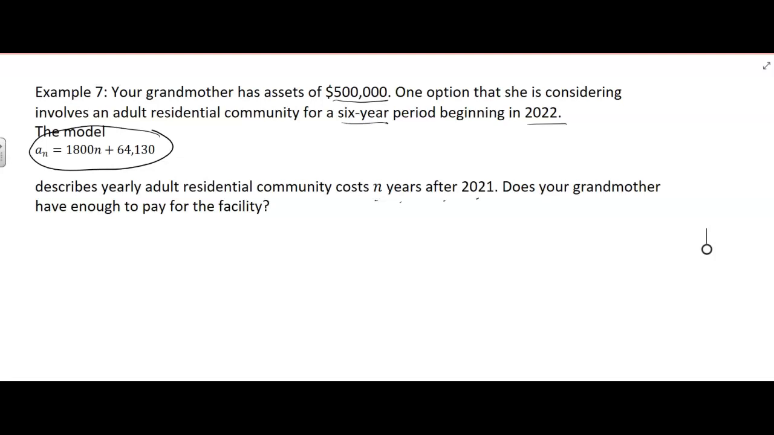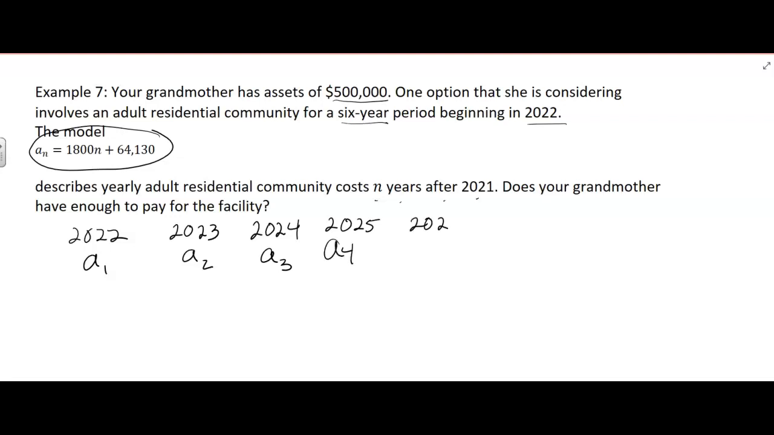Okay, so there's a little bit of thinking going on. Her first year, A sub, well, I want to write that differently already. 2022, that's going to be the first year. Then 2023, that's going to be the second year. 2024 is the third year. There's only 6 of them. 2025 is the fourth year, A sub 4. 2026 is going to be A sub 5, and 2027 is going to be A sub 6. Okay, so we're trying to find the summation of these 6 terms, and we have a model here.